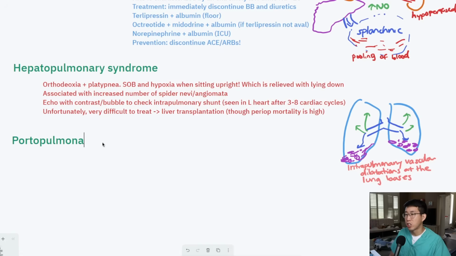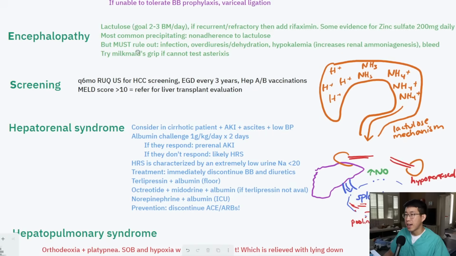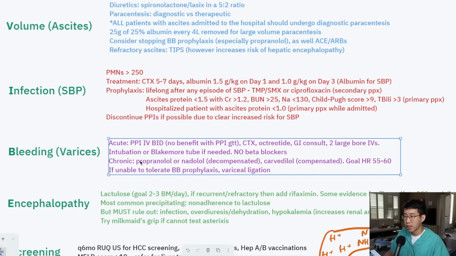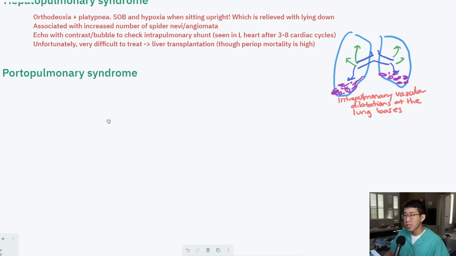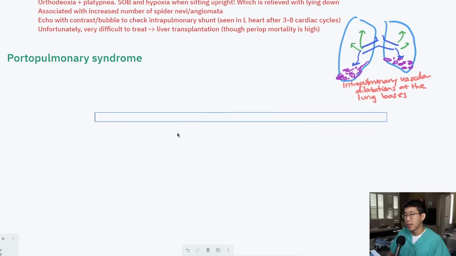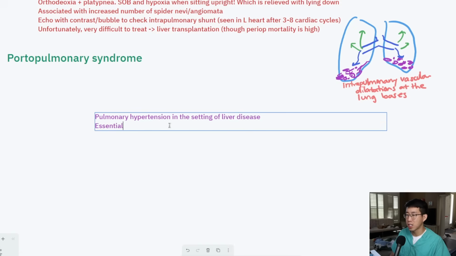We also have something called portopulmonary syndrome, which I want you to be aware about. And this is another thing that can cause shortness of breath in these patients. It's basically a form of WHO group 1 pulmonary hypertension, so it's pulmonary hypertension in the setting of liver disease. It's categorized as WHO group 1, which means it does respond to the treatments for WHO group 1, like endothelin receptor antagonists and phosphodiesterase inhibitors.